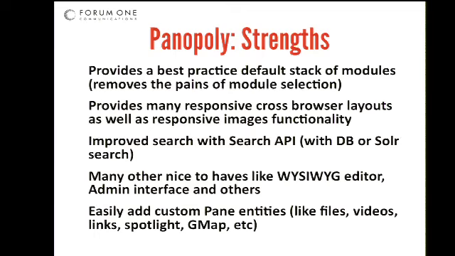And you also get easily added custom panel entities, and that's the screen that we just saw. So you can add things like files, videos, links. Spotlight is that rotator one. It does Gmap, which easily adds embedded maps to a specific location using just Google Maps.